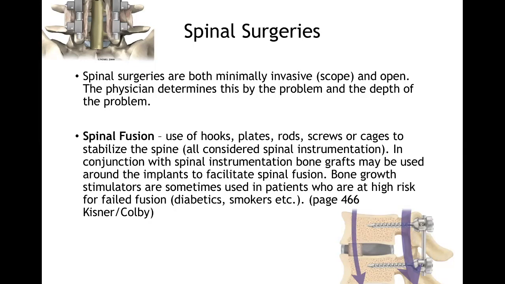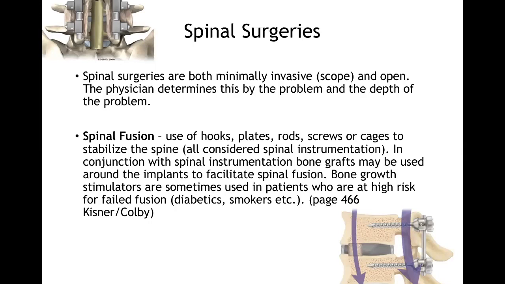So this is a patient that has an unstable spine, has suffered from this for years, and they're going to use all of this instrumentation that I talked about, the hooks, the plates, the rods, to stabilize it and provide that patient more stability. In conjunction with spinal instrumentation, bone grafts can also be used around the implants. Why? To facilitate that bone growth and the spinal fusion and make it as stable as possible.